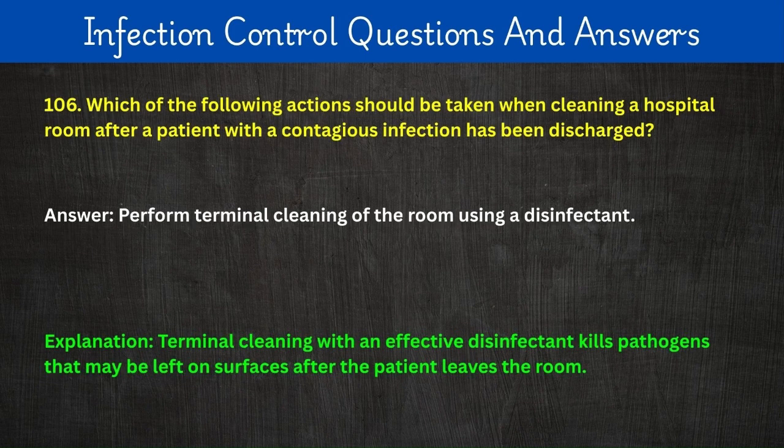106. Which of the following actions should be taken when cleaning a hospital room after a patient with a contagious infection has been discharged? Answer: perform terminal cleaning of the room using a disinfectant. Explanation: terminal cleaning with an effective disinfectant kills pathogens that may be left on surfaces after the patient leaves the room.